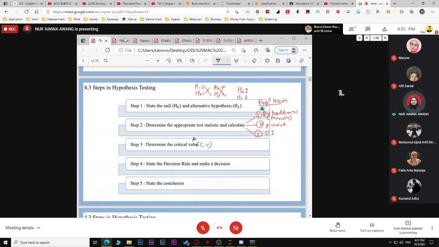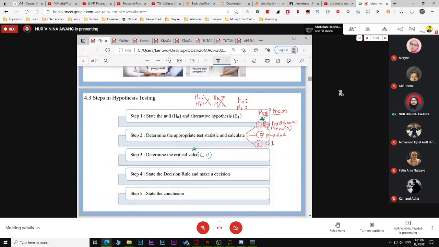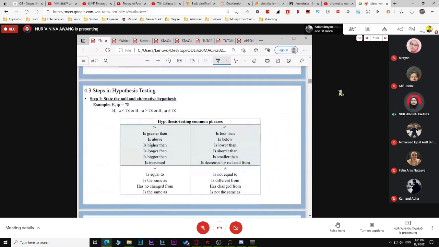And then the next one is decision rule and decision. Okay, so nanti kita akan tengoklah for each method. And the last one is your conclusion, either enough or not enough evidence. Okay, so basically this is the 5 steps that you need to do if you want to answer the questions for hypothesis testing. Okay, so we look at every step, the details for every step.